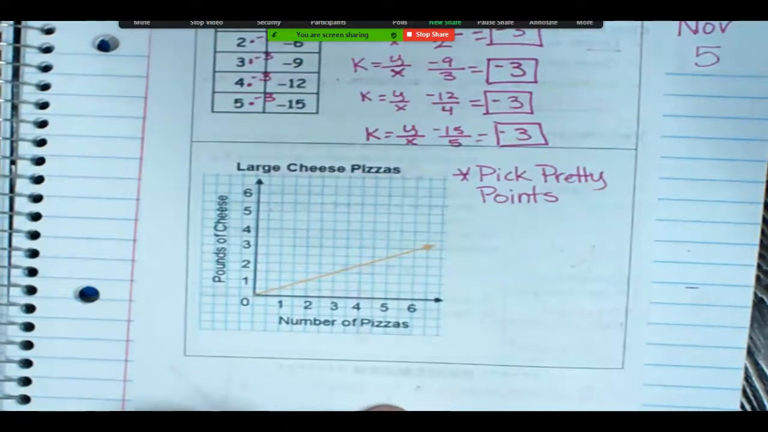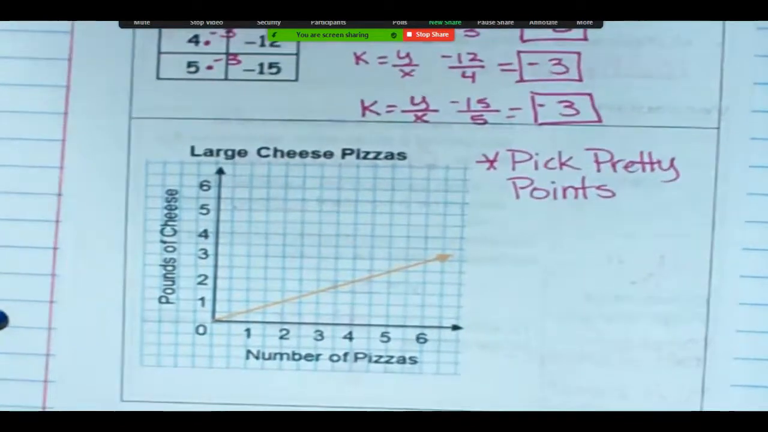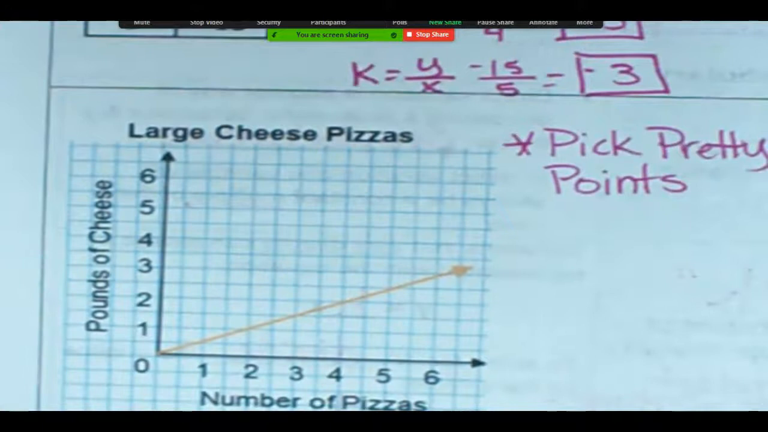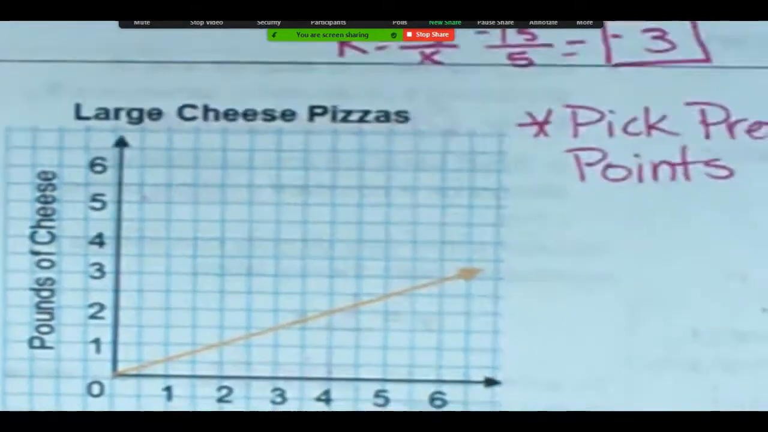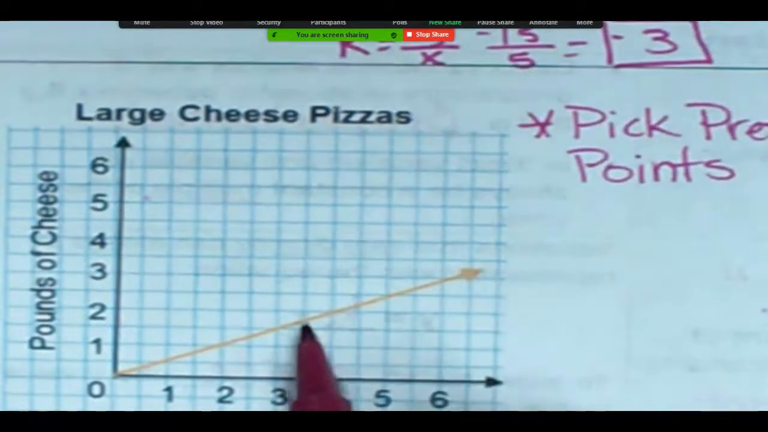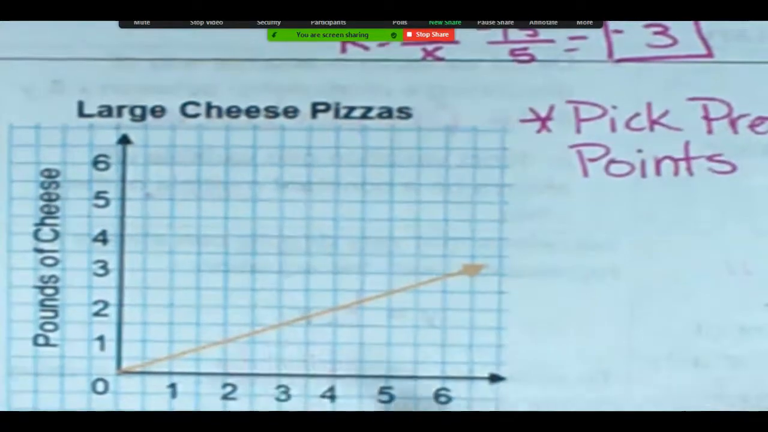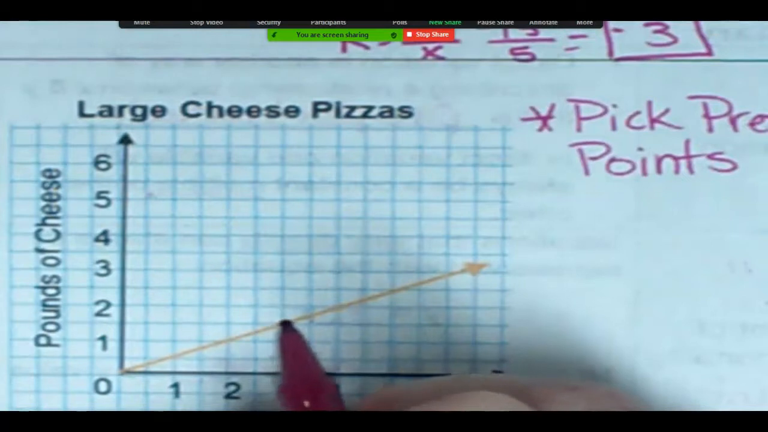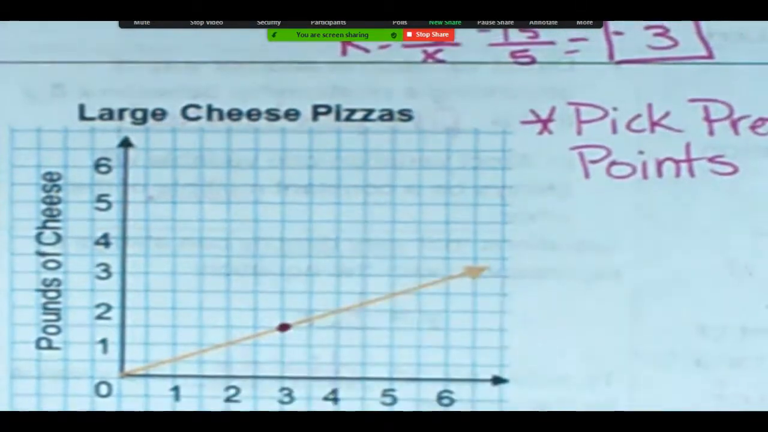Exactly. A pretty point is where when it intersects x and y perfectly, it intersects at that cross. So let me blow this up. If I were to use this point right here, is that a pretty point? If I were to use that one? No, because it's in between. A pretty point would be like where if I go up at 3, do you see how it's right there where they cross? That's a pretty point.